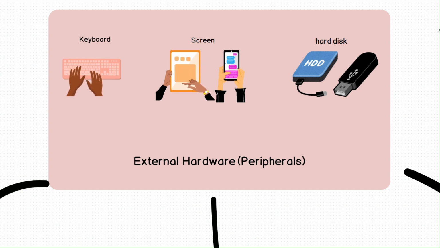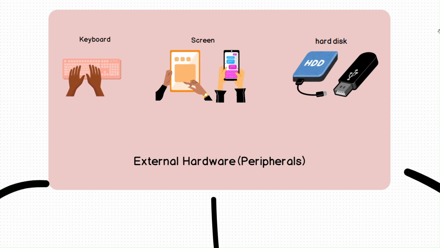So this is the external hardware. As we said earlier, a keyboard, screen, and hard disks are all part of the external hardware. External hardware is also the body of the computer. So for instance, like the laptop, you could see that the keyboard is part of the body, the screen is part of the body, and all that. So these make up the body of the computer.